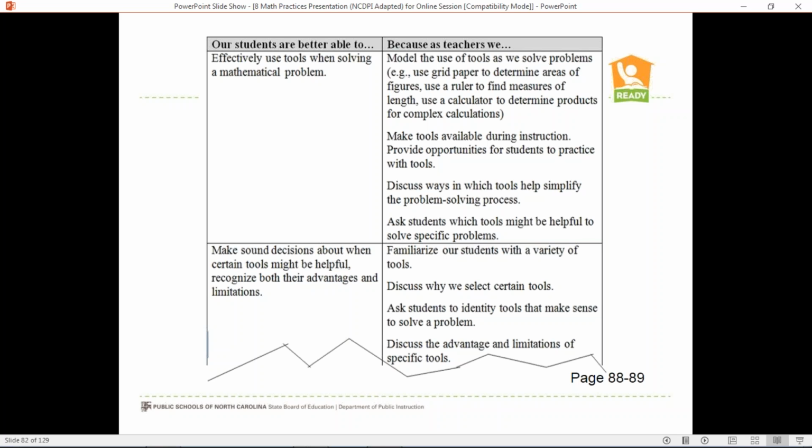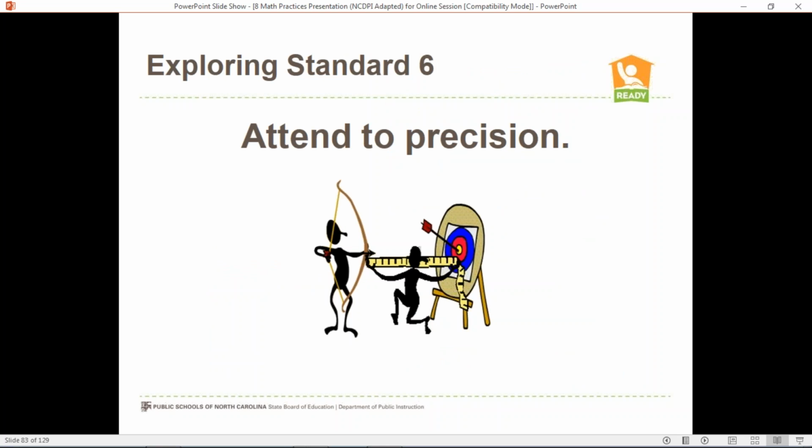If we're helping familiarize our kids with a variety of tools, right? If we're showing kids why we choose a certain strategy or a certain tool, and we talk about and show and explore, probably even better than talk about or show, but explore the limitations of certain tools and the advantages of other tools, then that helps kids be able to make good judgments about what tools they're going to use. And that takes us through our fifth math practice and brings us into attending to precision.